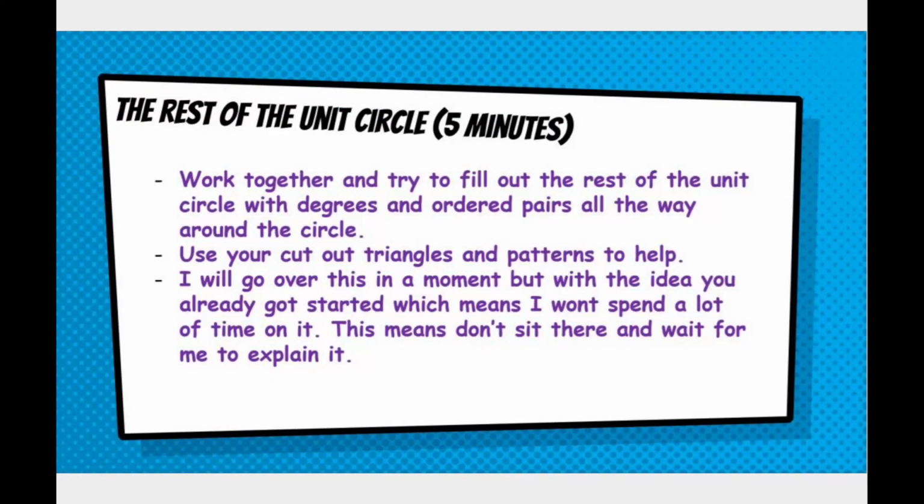All right, now I'm going to set my timer. If you're in class, I'm going to set my timer for 5 minutes. And I would like you guys to try to fill in the rest of the unit circle in the other quadrants with the ordered pairs at least. You don't have to, and the degrees. We'll talk about the radian angles in a little bit, but see if you guys can pause the video and figure out what the ordered pairs are.